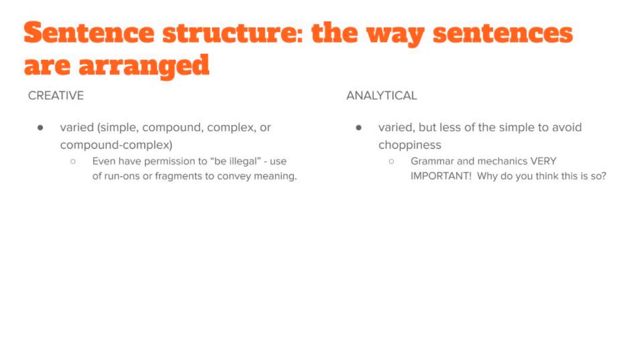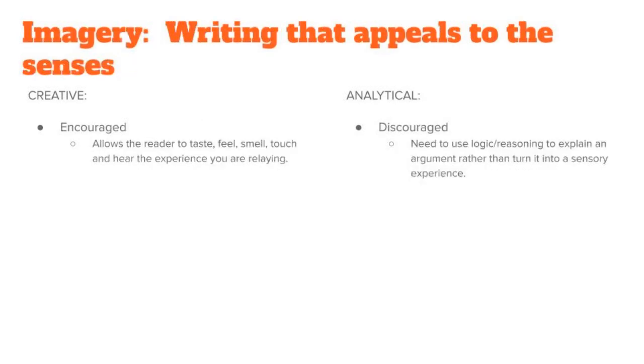In both analytical and creative writing, it's important to vary your sentence structure. However, with analytical writing, you do want to make sure that you're avoiding the overuse of simple sentences in order to make sure that your argument's not becoming choppy. And at the same time, you need to pay attention to grammar and mechanics. There's no way you're going to be able to inform people if they can't follow your argument due to poor grammatical or mechanical structures.